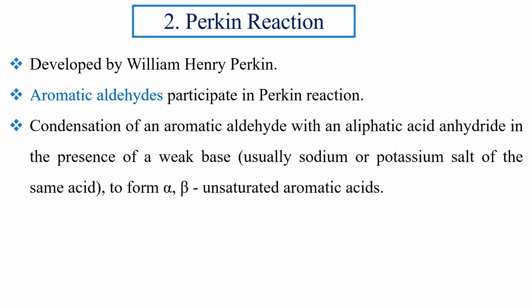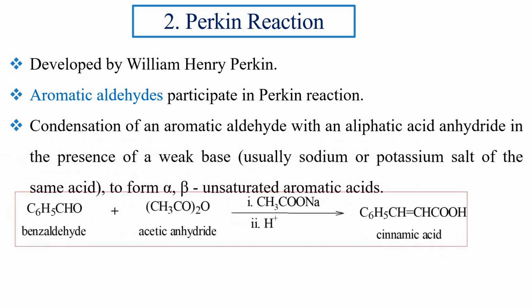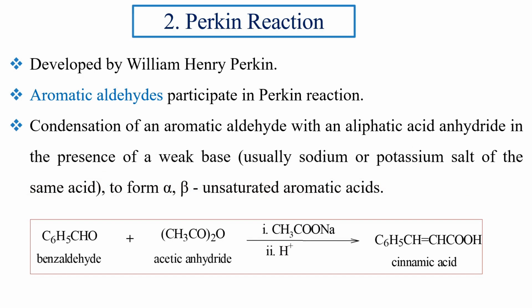Condensation of an aromatic aldehyde with an aliphatic acid anhydride in the presence of a weak base, usually sodium or potassium salt of the same acid as that of the acid anhydride, forms alpha, beta unsaturated aromatic acids. If you observe in this reaction, aromatic aldehyde, that is benzaldehyde, reacts with aliphatic acid anhydride, that is acetic anhydride, in the presence of weak base, that is sodium acetate, to give cinnamic acid.